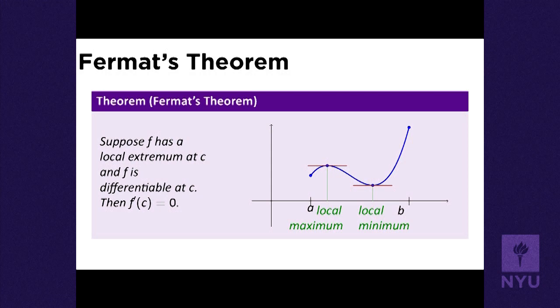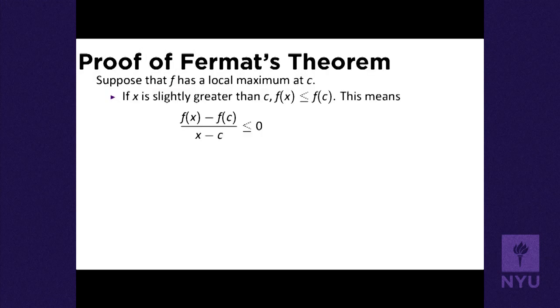Zero. Okay, so to do it in symbols now, let's suppose that we have a local maximum at a point c. If x is a little bit more than c, then because c is a local maximum, f of x is less than or equal to f of c. So what that means is that the difference, f of x minus f of c, is less than or equal to 0, because that numerator is less than or equal to 0.